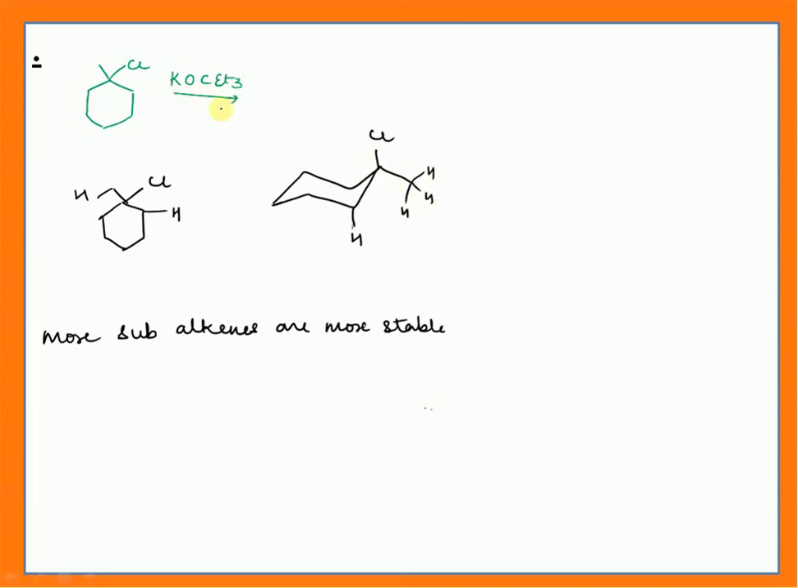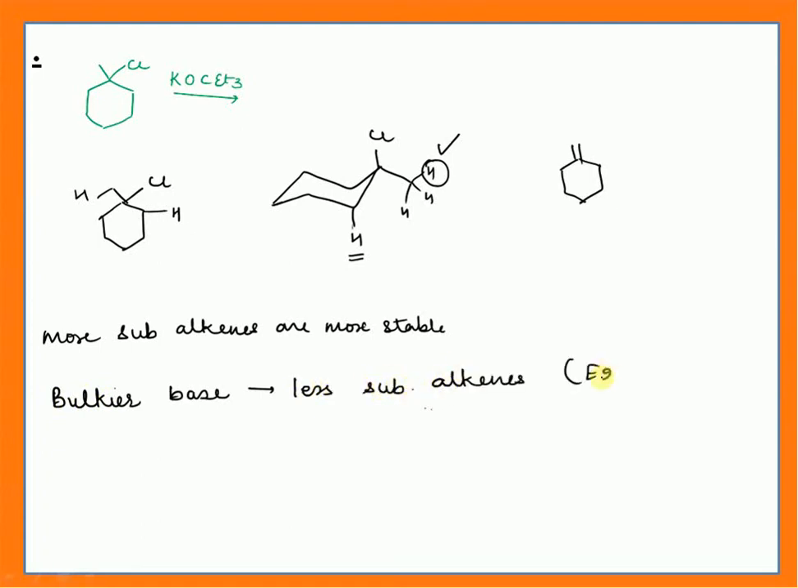So if you are using a bulkier base, it is easy for a bulkier base to remove this proton rather than this one. So it will remove this, right? And when it removes this one, you will get a double bond at this position. So your major product will be this, so whenever you have a bulkier base, less substituted alkenes are formed. This is for E2 elimination, right?